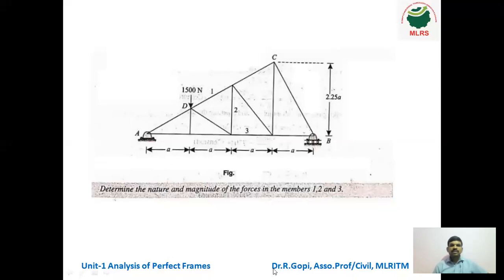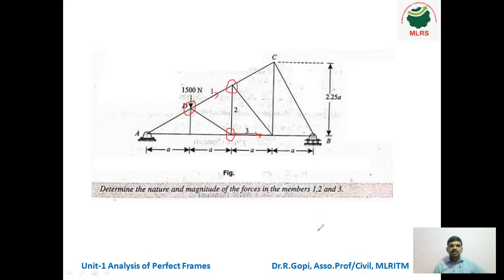So first, for the forces in member 1, on which joint do we have to take moment? At this joint. They didn't give any name, so you give a name. For the forces in member 2, we have to take the moment at D. Next, to consider the forces in member 3, we have to take the moment at this joint.